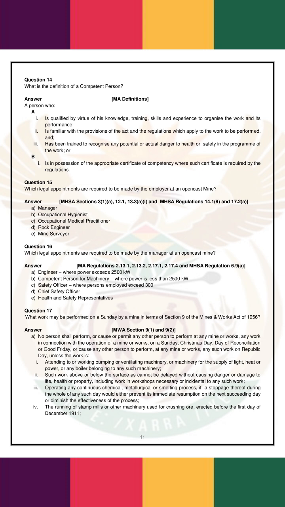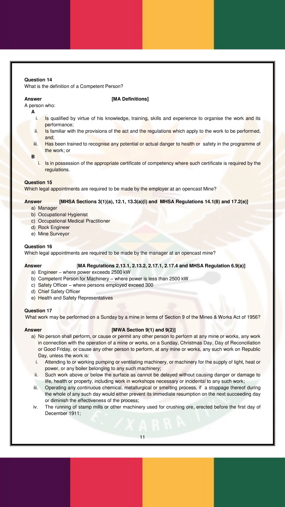Question 17. What work may be performed on a Sunday by a mine in terms of Section 9 of the Mines and Works Act of 1956? No work on certain holidays: Sunday, Christmas, Day of Reconciliation, Good Friday, Republic Day. Allowed exceptions: 1. Essential machinery, pumping, ventilation, or power supply systems. 2. Urgent work, tasks to prevent danger or damage. 3. Continuous processes, chemical, metallurgical, or smelting operations that can't be paused.